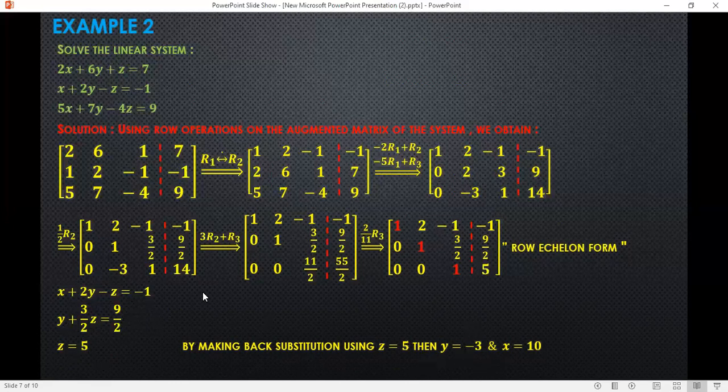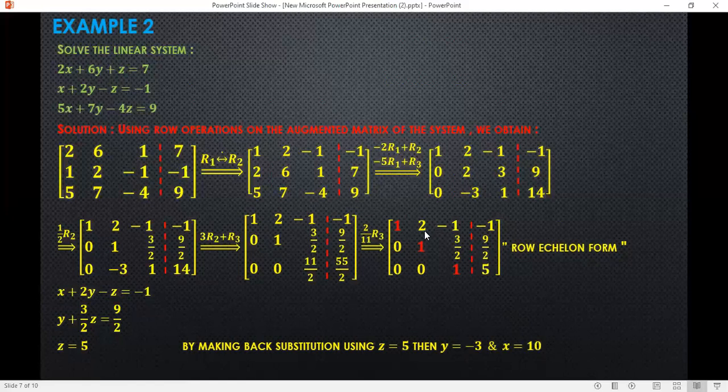And by plugging in here 5 and here -3, then 2 times -3 is -6, -6 minus 5 is -11, and move it to the other side to be +11 minus 1 equals 10. Okay, then we get x equals 10.